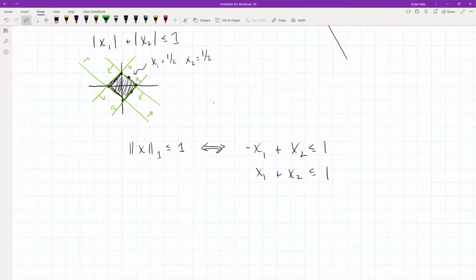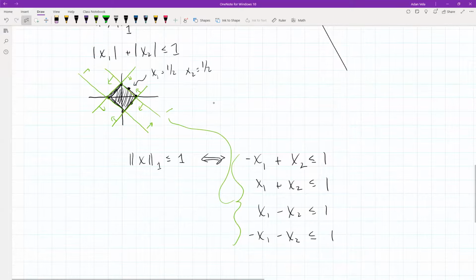What else? x1 minus x2 is less than or equal to 1. And finally, minus x1 minus x2 is less than or equal to 1. So these 4 equations right here correspond to the green lines that you see there.